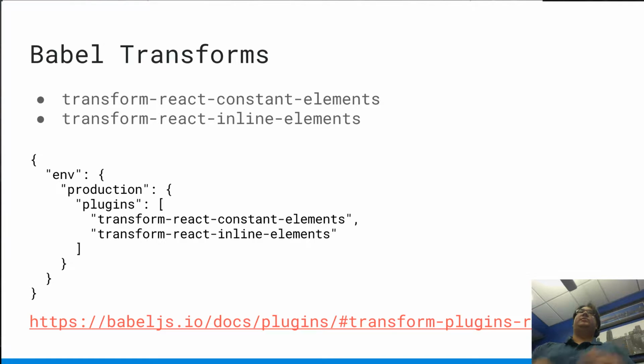Inline elements basically pre-compiles those createElement calls so that you're not calling createElement a whole bunch in production. So this is pretty useful because essentially what your JSX looks like is just objects describing what kind of React element it is, instead of a whole bunch of function calls.